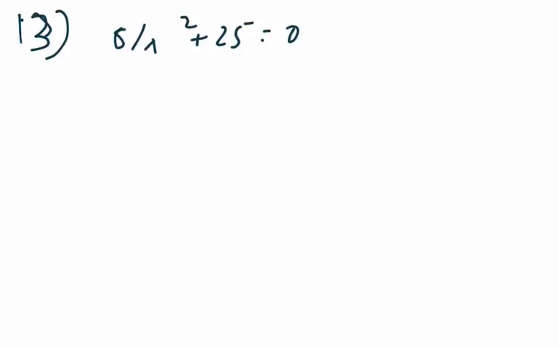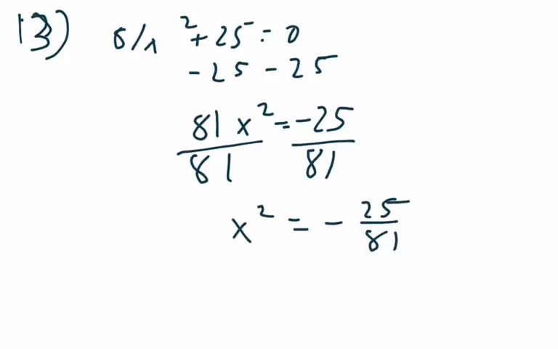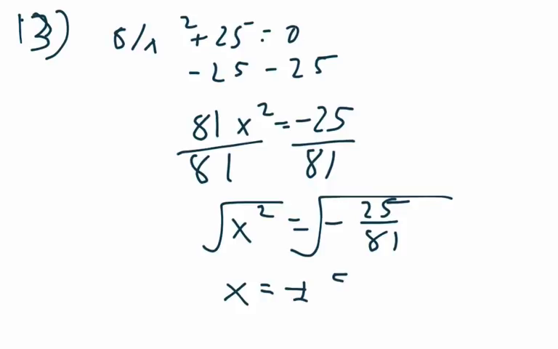Alright, for this one we're going to start out with subtracting 25 from both sides. So 81x squared equals negative 25. I'm going to divide both sides by 81. And when I take the square root, I get x equals plus or minus the square root of 25, which is 5, over the square root of 81, which is 9. And because it's negative, we're going to use an i.